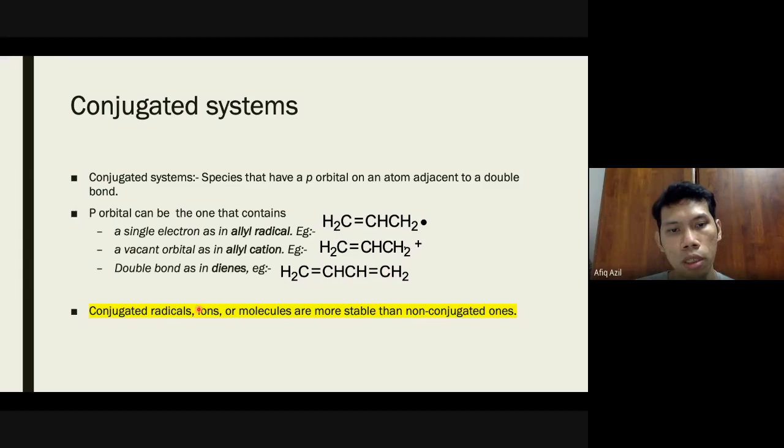Okay, so conjugated radicals, ions, or molecules are more stable than non-conjugated ones. These radicals are considered to be conjugated. Why? Because they have a double bond and then a single bond. The same goes for the ions, double bond and single bond. So this statement, conjugated radicals, ions, or molecules are more stable than non-conjugated ones, will be your tutorial question. So find out and then answer them and submit on Google Classroom.